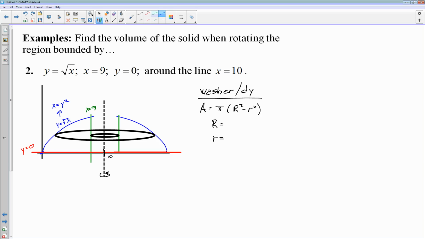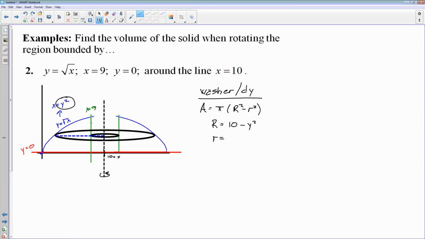Now my big radius, as I said, you always do your radius from the center to the original graph. So I'm going to go from the center out to the original graph, which was over here. And now I'm going from right to left. That makes this a right minus left radius. The right point is on the line x equals 10. So my big radius is going to be 10, that's the right point, minus my left point, which is on the curve, x equals y squared. So my big radius is 10 minus y squared.